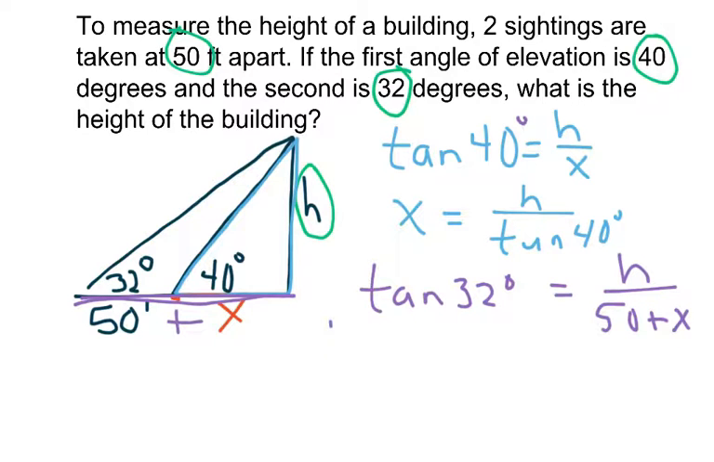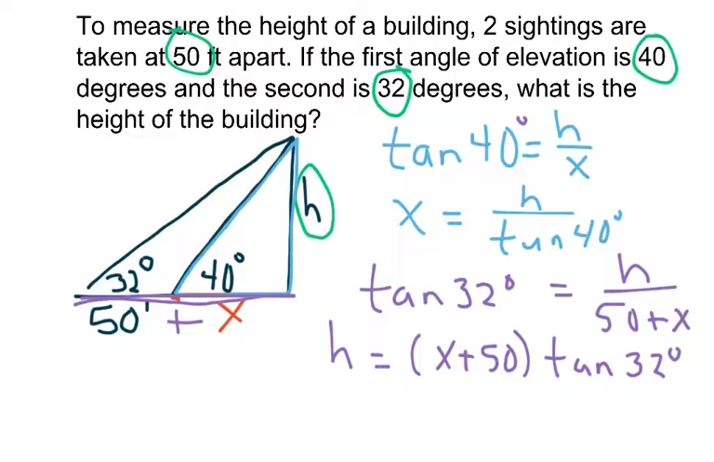So height equals 50 plus x. I'm going to change that to x plus 50, just for aesthetic reasons, times tan of 32. Now, you might want to get out your calculator, because I'm going to have to go to a new page on this.